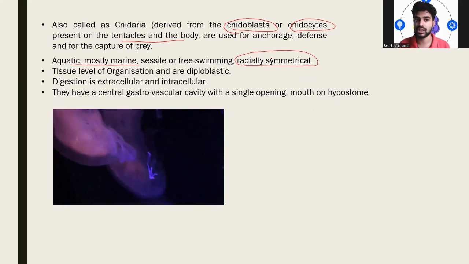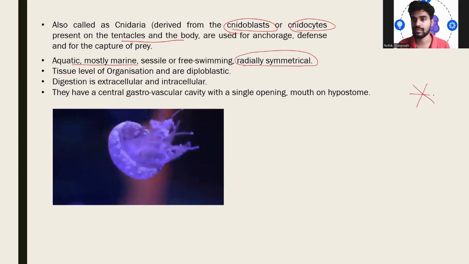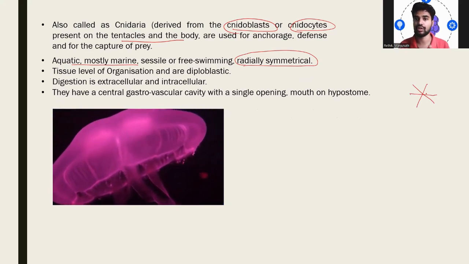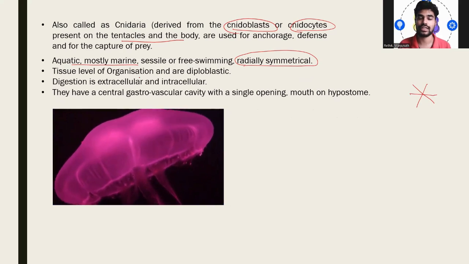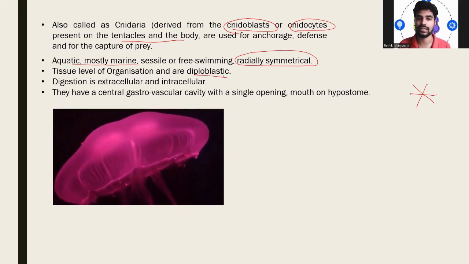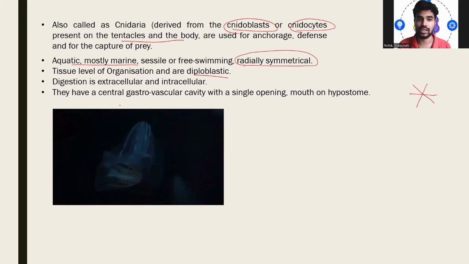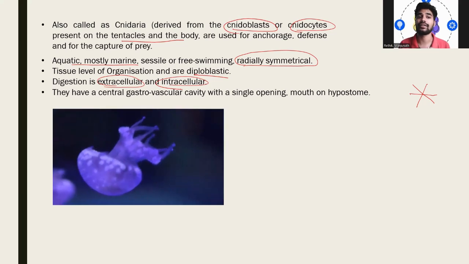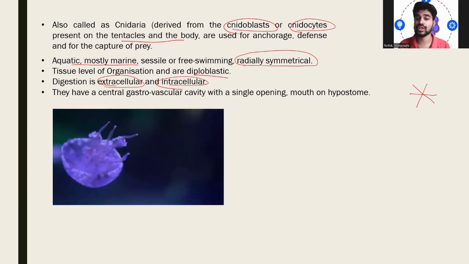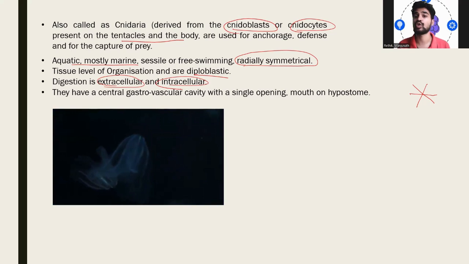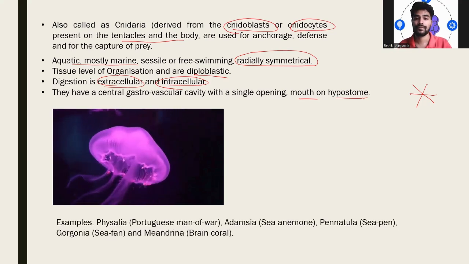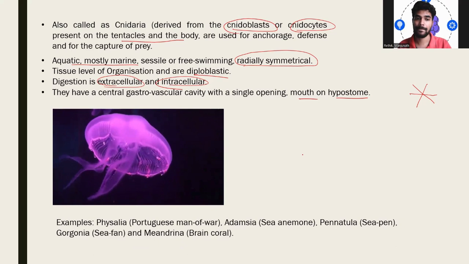Radially symmetrical means a plane can be passed through any part through the center and it will be divided into two equal halves. Tissue level of organization can be seen and they are diploblastic. Digestion is extracellular as well as intracellular, which is very important now. They have a central gastrovascular cavity with a single opening, that is, only a single opening of mouth. And these are the examples.